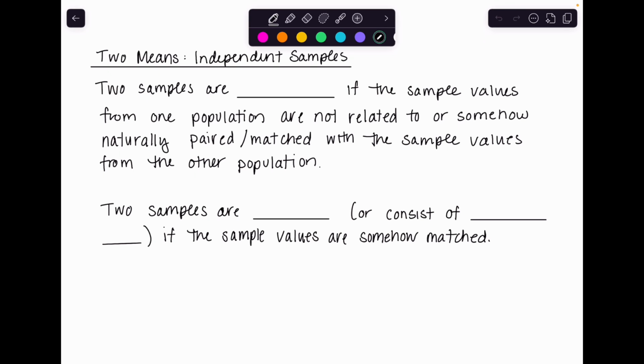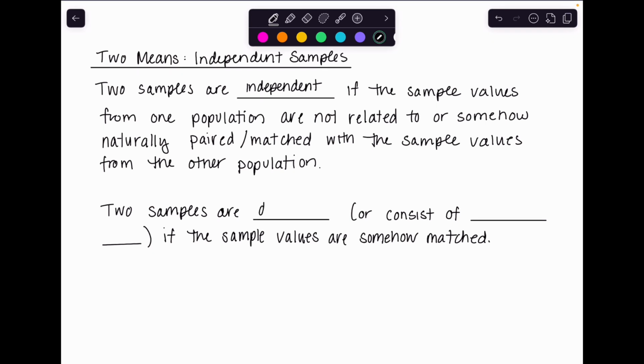We say two samples are independent if the sample values from one population are not related to or somehow naturally paired or matched with the sample values from the other population. And then if that doesn't happen, we say two samples are dependent or consist of matched pairs. If the sample values are somehow matched with each other.